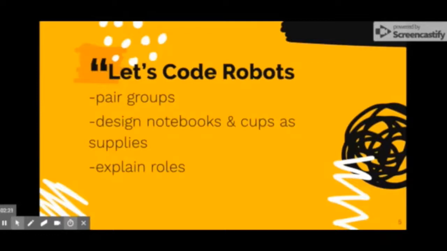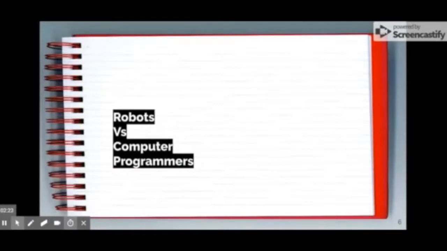And then explain roles. So how did you pair up your kids? One person was a robot. One child was a robot. The other person was a computer programmer. The computer programmer was responsible for writing the code, and the robot could only follow the code as it was written. So if the person said, for example, pick up a cup, the robot had to sit there with a cup up in the air until the computer programmer said, put the cup down.